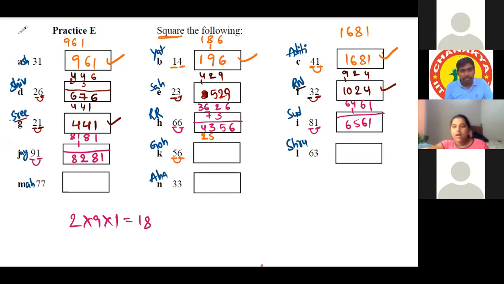Yes, sir. 5 into 6 is 30, into 2, that double is 60. Because it is a double digit, right? 6 here, 0 here. Then 6 duplex is 12.